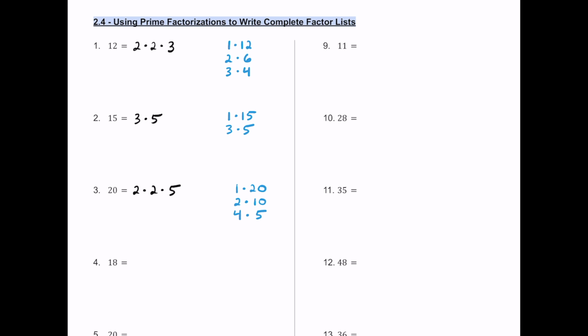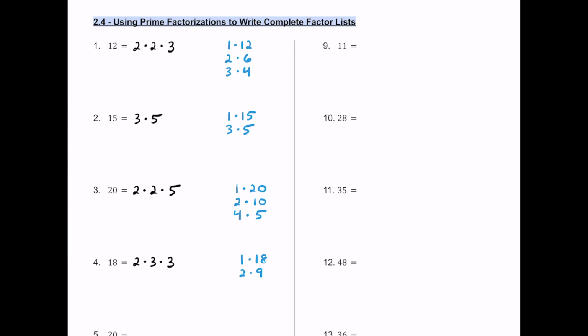For number 4, the prime factorization for 18 is going to be 2 times 3 times 3. So if we're going to go ahead and write the list of factors for 18, we're definitely going to start with 1 and 18. And we do see a 2 on this list, so 2 times the rest of these, that's 2 times 9. So 2 and 9 are also factors.